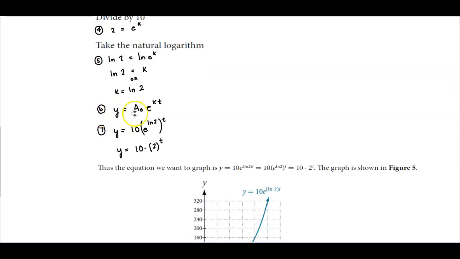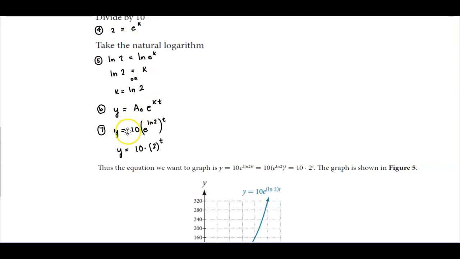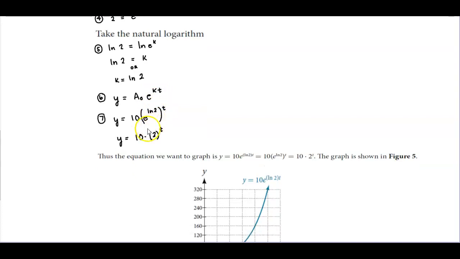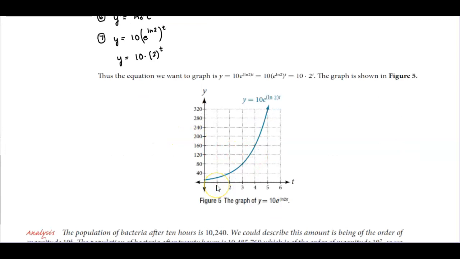And then we can substitute it back into our growth model. So our growth model is then going to be y equal to 10 e to the power of the natural log of 2 times t, because that's what the value of k is. Or we can say y is equal to 10 times 2 to the power of t. And so here is our graph. So again, it's an increasing function.